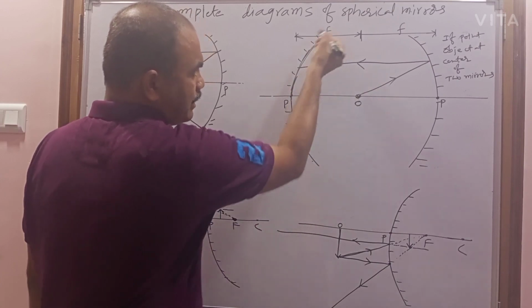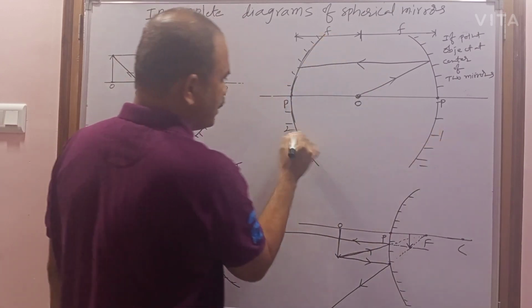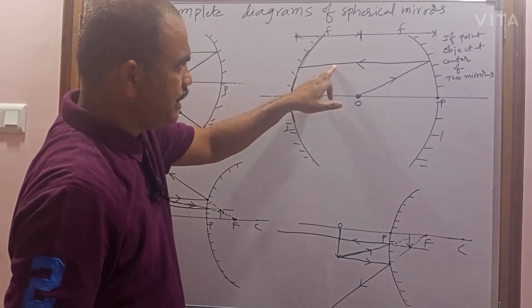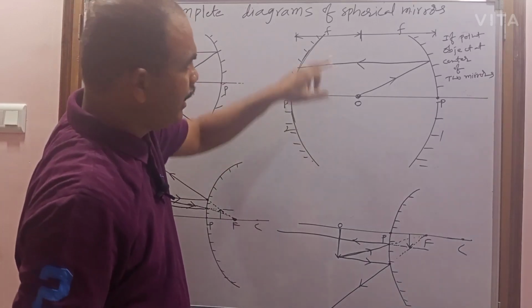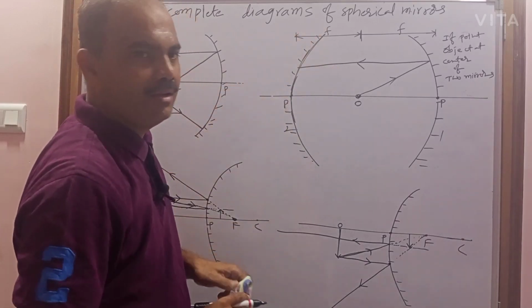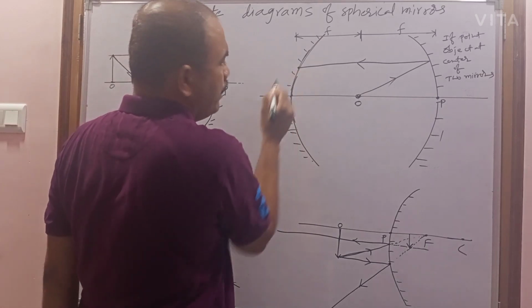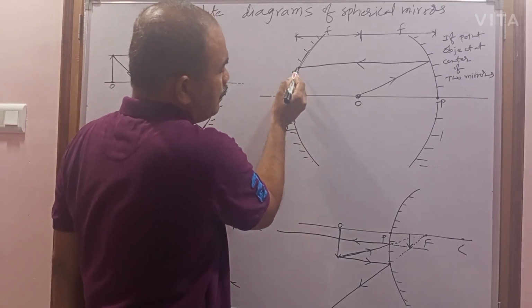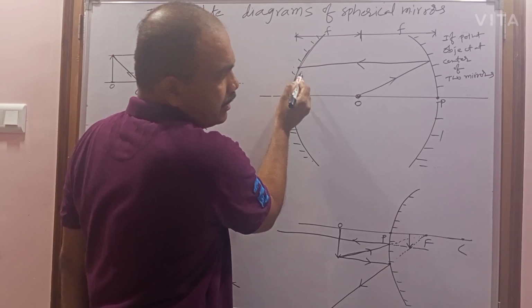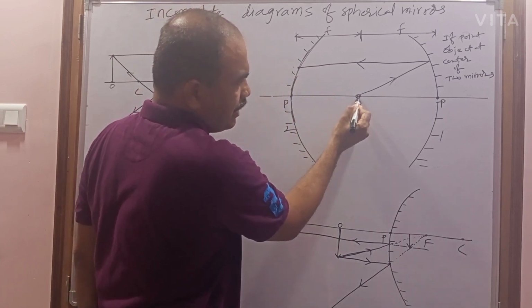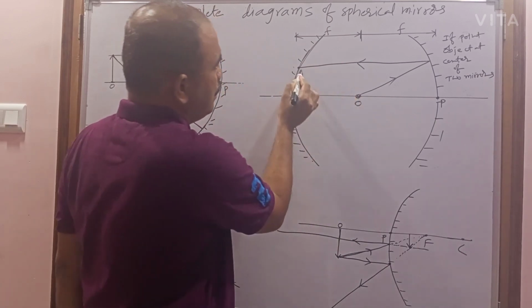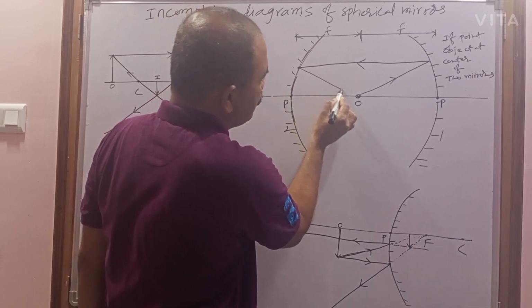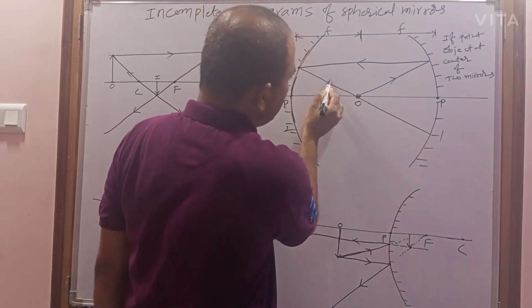Again it is incident on the second mirror. This is the first mirror and this is the second mirror. This ray is parallel to the principal axis and incident on this mirror. After reflection, how will it go? It will travel to the focus. But where is the focus? Again at the object. So it will travel to the focus, which is the object.